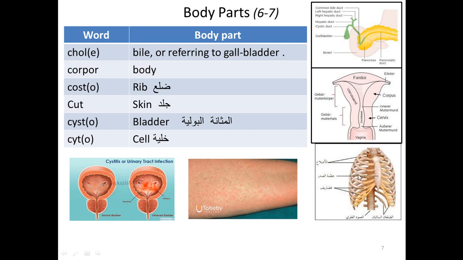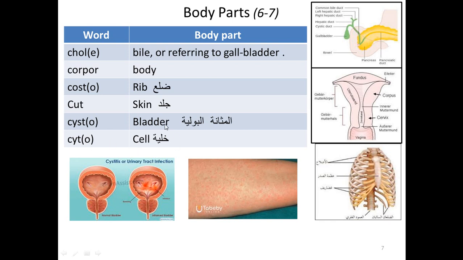Costochondral junction. And skin, we call it here the cutaneous region: cutaneous injury, cutaneous abnormality, and we mean the skin. Cysto means the bladder, the urinary bladder. It is not the gallbladder. For the gallbladder, we say cholecystitis, while cystitis alone means infection of the urinary bladder, not of the gallbladder.